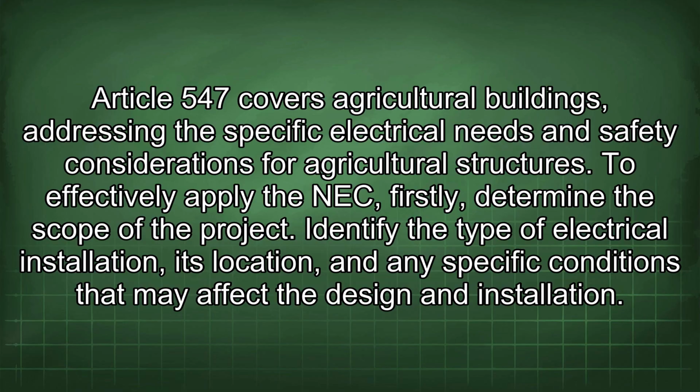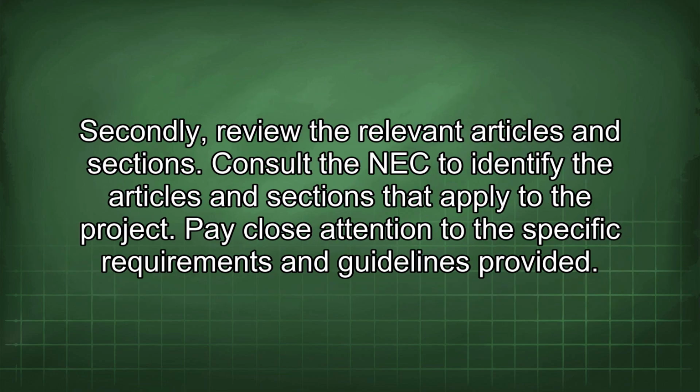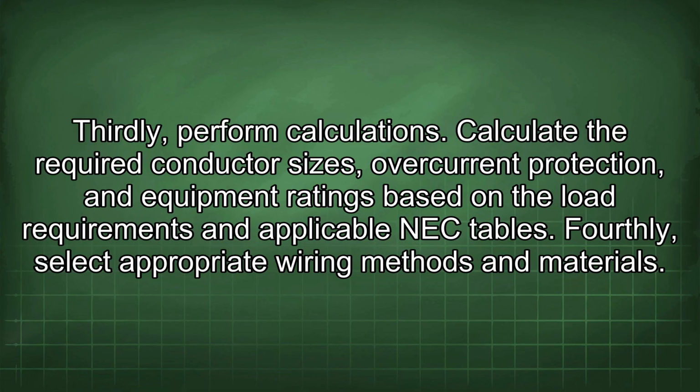To effectively apply the NEC, firstly, determine the scope of the project. Identify the type of electrical installation, its location, and any specific conditions that may affect the design and installation. Secondly, review the relevant articles and sections. Consult the NEC to identify the articles and sections that apply to the project. Pay close attention to the specific requirements and guidelines provided. Thirdly, perform calculations. Calculate the required conductor sizes, overcurrent protection, and equipment ratings based on the load requirements and applicable NEC tables.